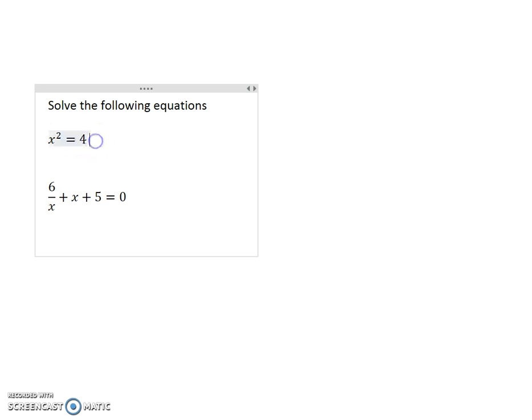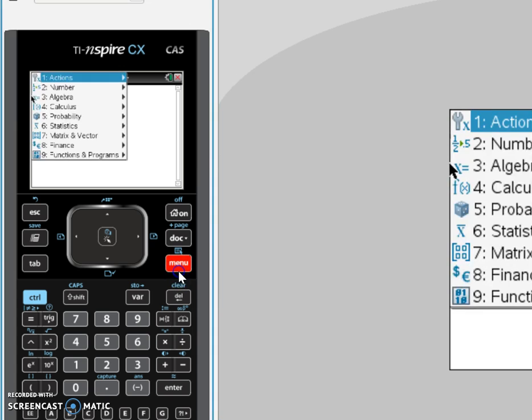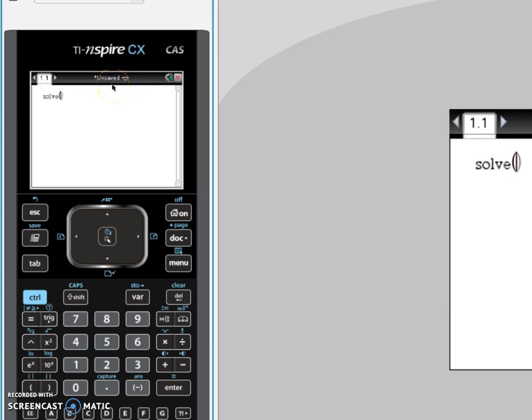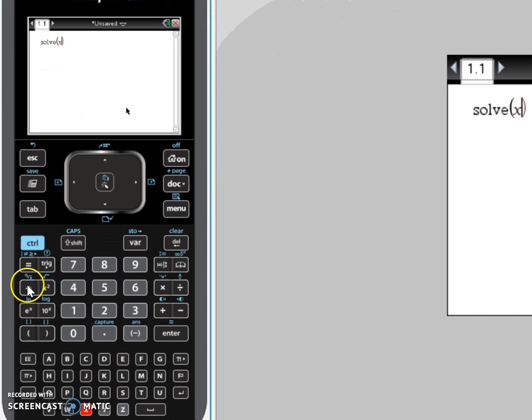X is negative 2, or x is positive 2. So let's show you how to do that with the calculator. Now, you can either type in solve on this little QWERTY sort of alphabetical keyboard here, or you can go menu, algebra, solve, and type in your equation. So let's go x to the power of 2 and then equals 4.